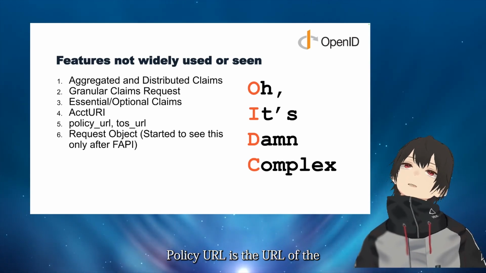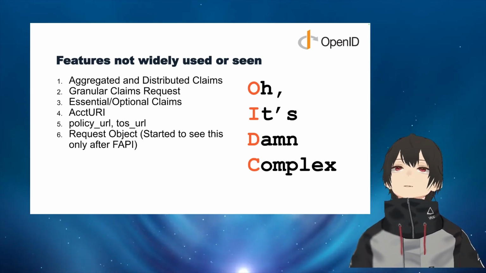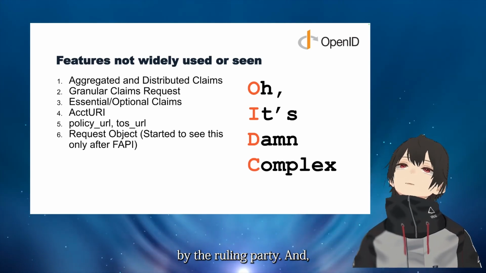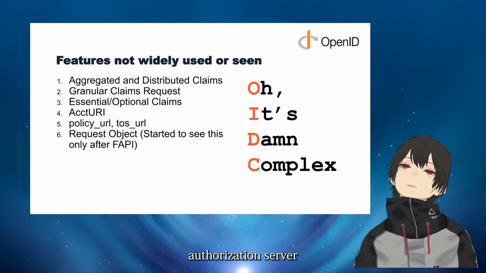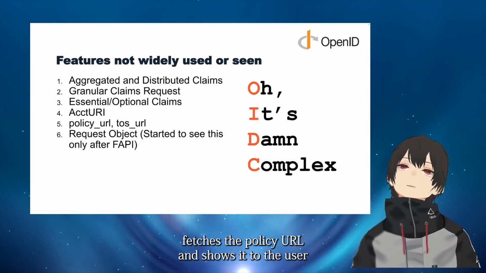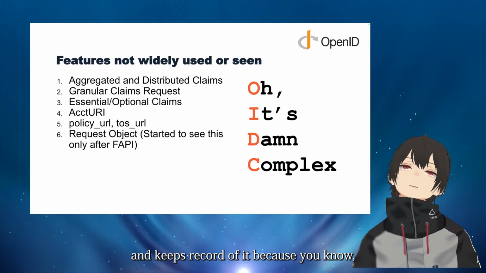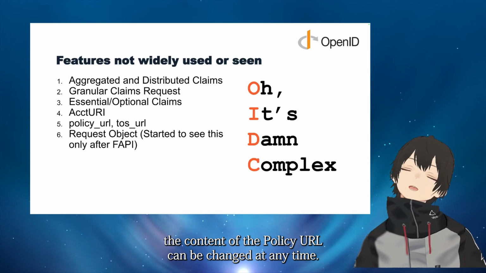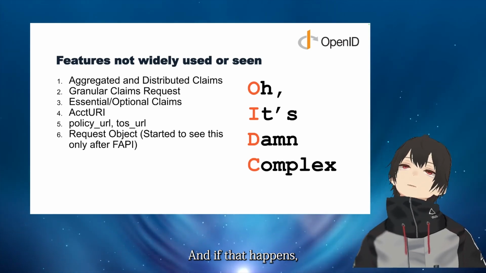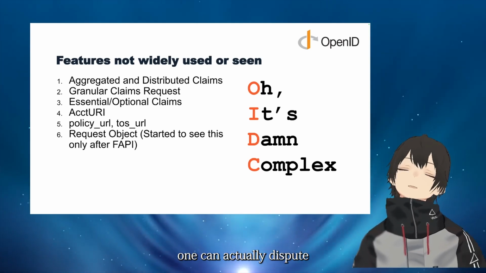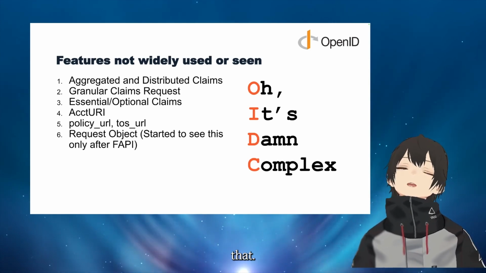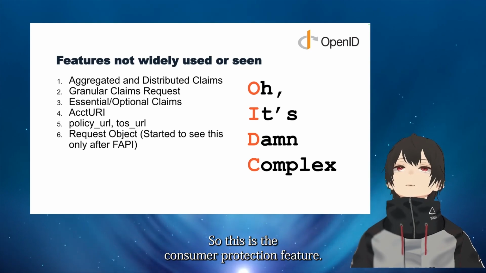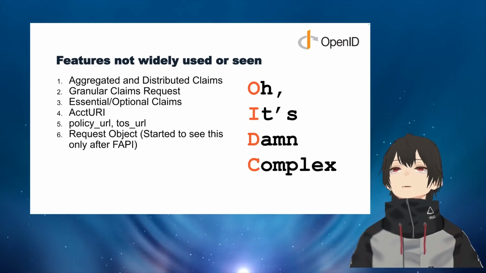We have policy URL and TOS URL, which are now starting to be used after 10 years. Policy URL is the URL of the privacy policy by the relying party, and the authorization server fetches the policy URL and shows it to the user and keeps a record of it, because the content of the policy URL can be changed anytime, and if that happens, one can actually dispute that. And the same happens with a TOS URL. So this is the consumer protection feature.